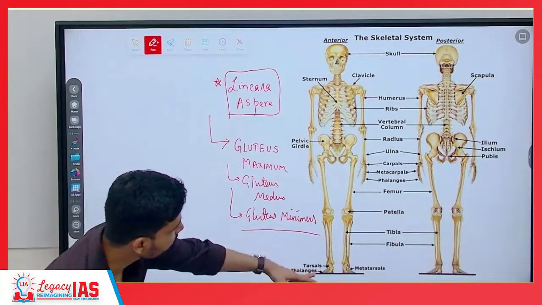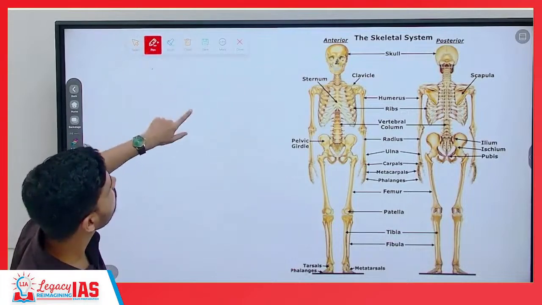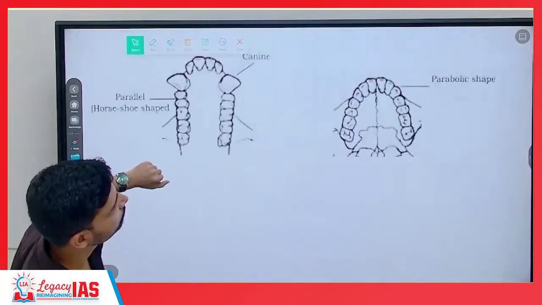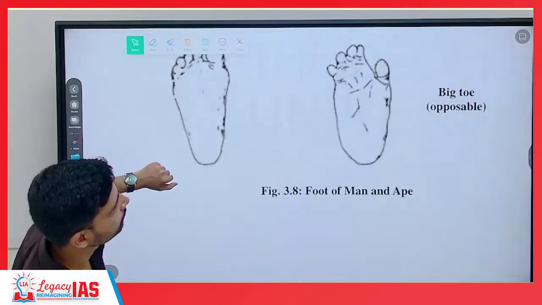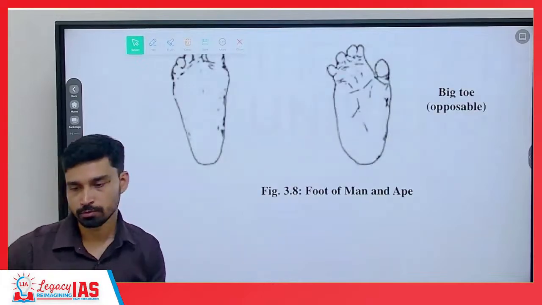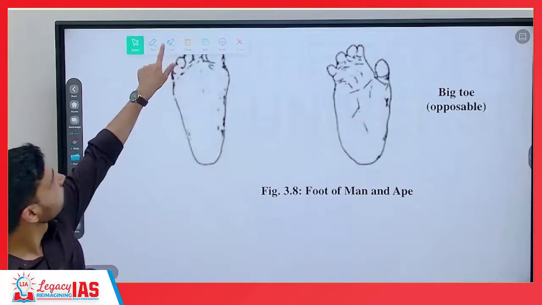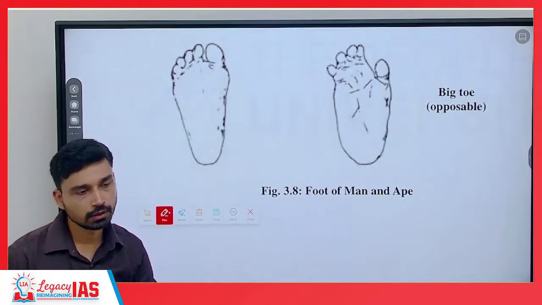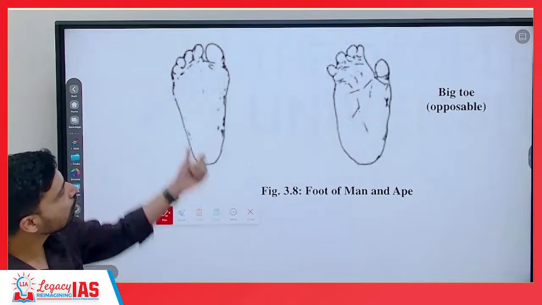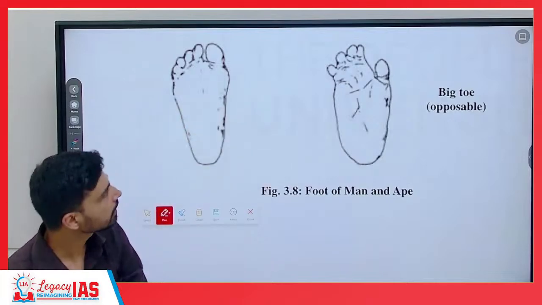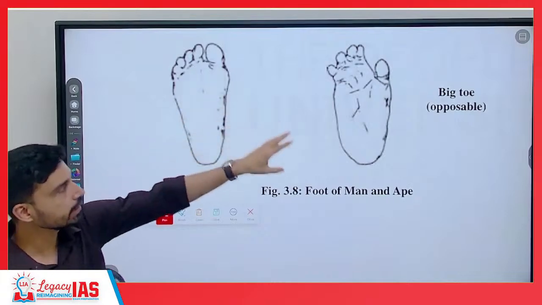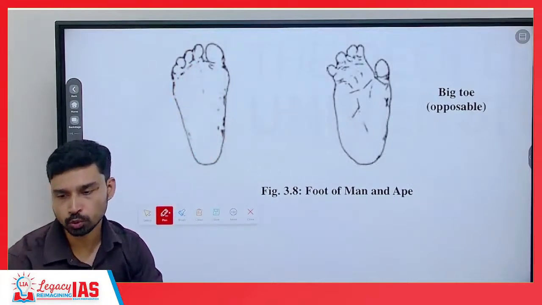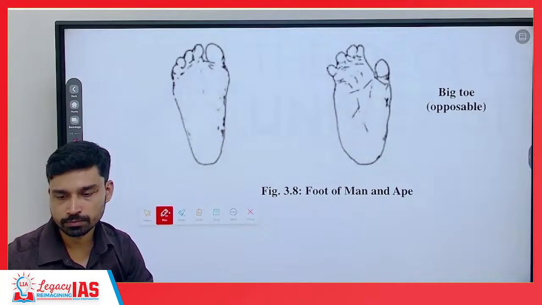In the last, we can come to the feet. Comparison of the feet: we can write foot of man and ape. We can also draw this easy diagram. The difference is that the opposable thumb is there in the foot also for the ape. In man, the big toe, not thumb, is non-opposable. That is what is shown here.